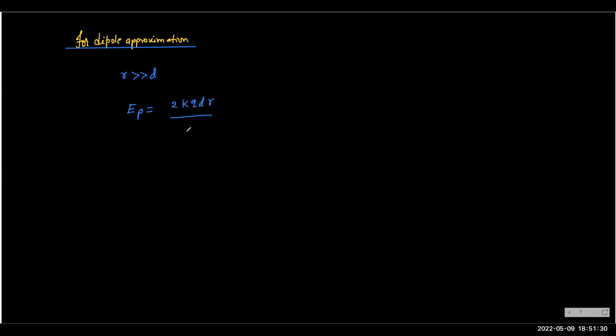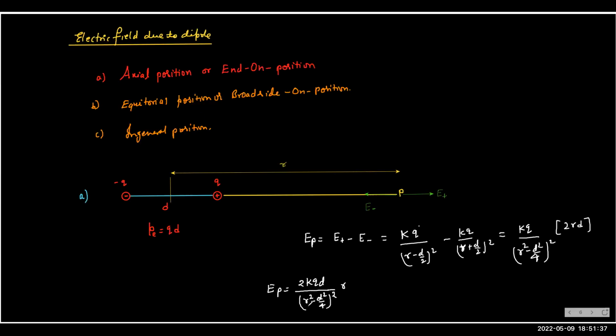2KQDR upon R power 4. Because we can ignore the D by 2 term compared to the R square, right? Understood? Yes. In the subtraction, because R is much bigger than D by 2 or D, we can easily ignore it. Understood? Yes, sir. So if you ignore, you get the answer 2KQDR by R power 4.